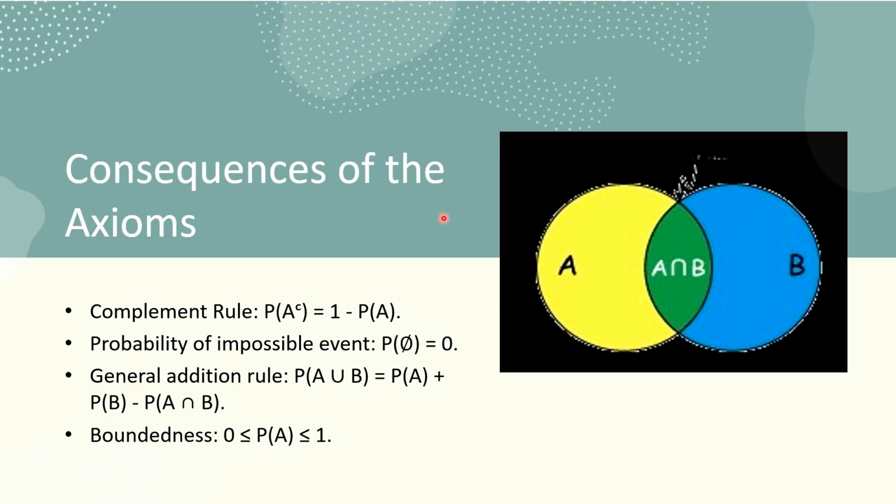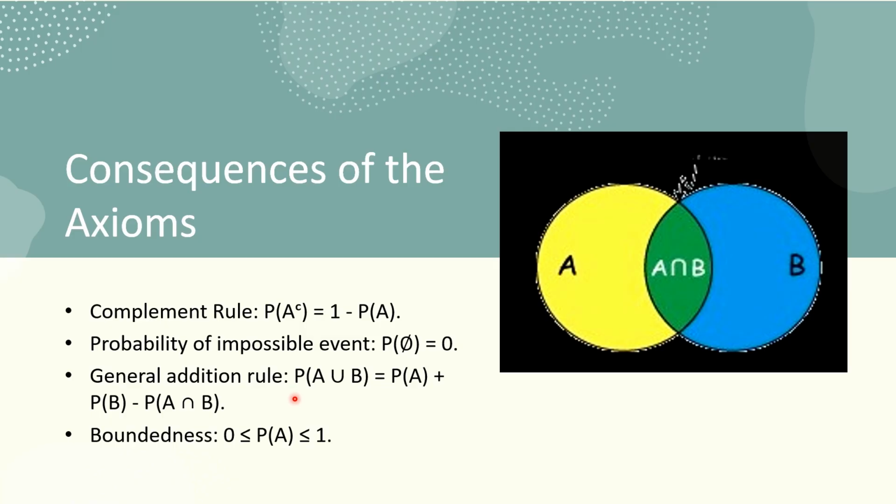So what are the consequences of these axioms? First is the complement rule. The probability of A complement, which we give a little C subscript, is equal to 1 minus the probability of A. In the case of a coin toss, you either get a head or a tail, so the probability is 0.5 for each event. So 1 minus 0.5 is the probability of a tail. If you start with a head, then the complement is a tail. The probability of an impossible event, or the null set, is equal to 0, meaning if you're not looking at anything in the probability space, it has got to be 0.